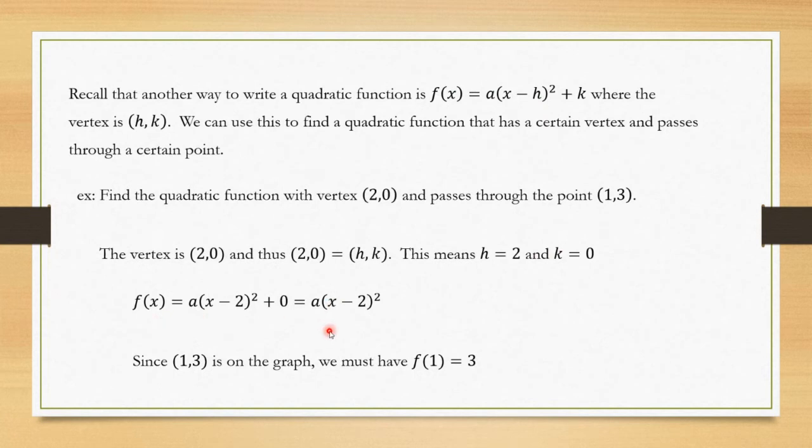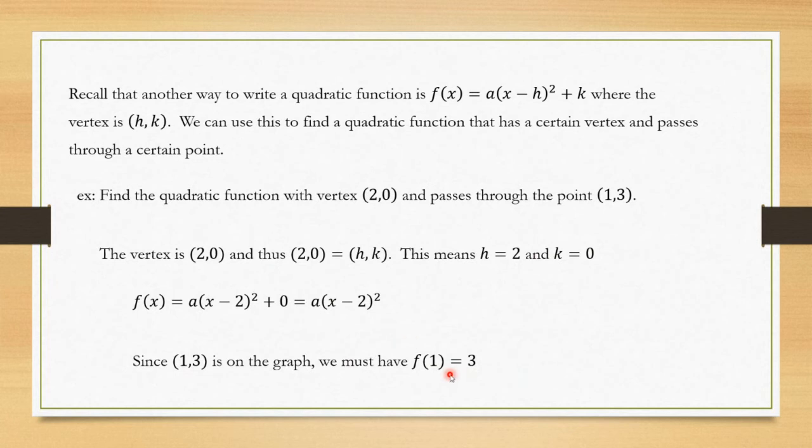And you should be able to see that, well, we're not done. What's a? Right? What's a? But we have another point that it passes through. Now, if you're given something, you really should use it. Odds are, you're really going to need it. And we're given it passes through the point (1, 3). So in terms of our function notation, this is saying that f of 1 has to be 3. F of the x coordinate is the y coordinate. So f of 1 has to be 3.